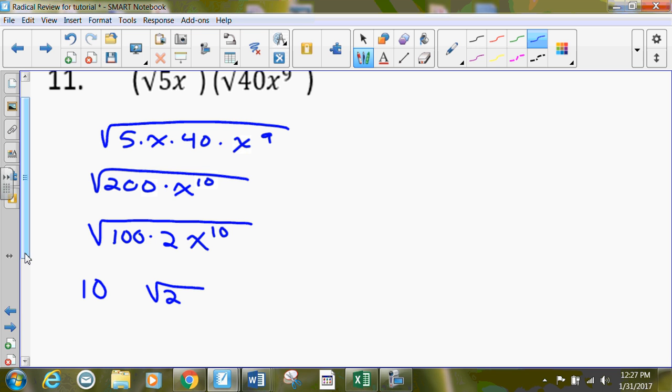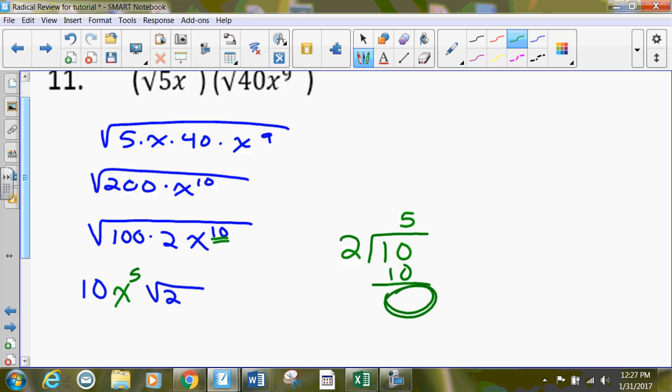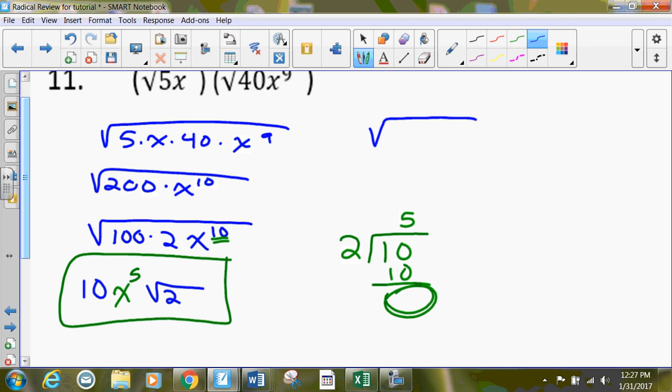And I'm going to stop, and I'm going to say, okay, I have x to the 10th. How many times does 2 go into 10? Because square root is saying it's a second root. 2 goes into 10 evenly 5 times. So out comes x to the 5th. Do I have any remainders after that? No, no remainders, so there's no x left in there. This is our answer.